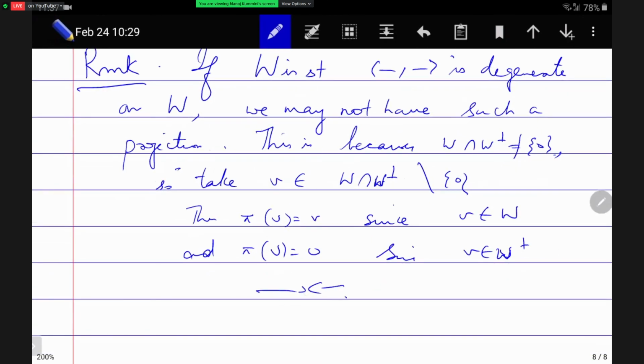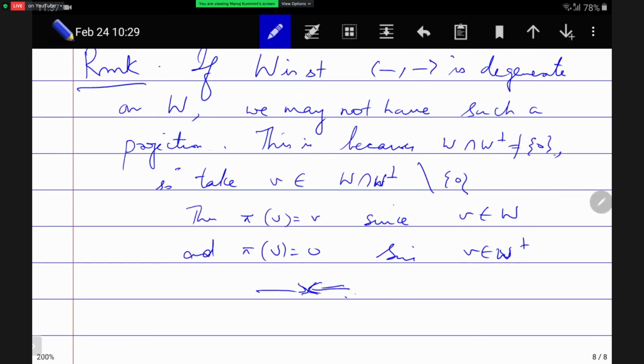I mean, V is non-zero, but if such a pi existed, then we would get that V is 0. Okay, that's a contradiction. So this exists: on the subspace, the form should be non-degenerate. Okay, it's a necessary condition for a projection like this.